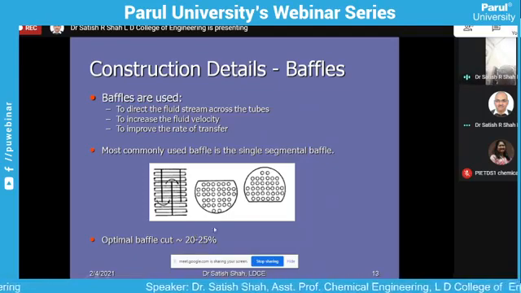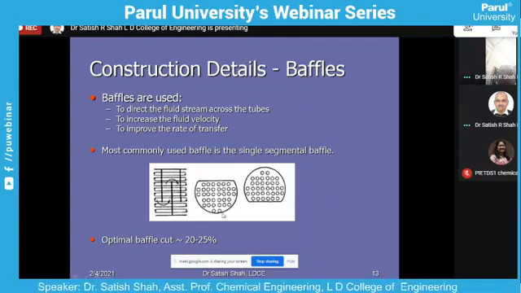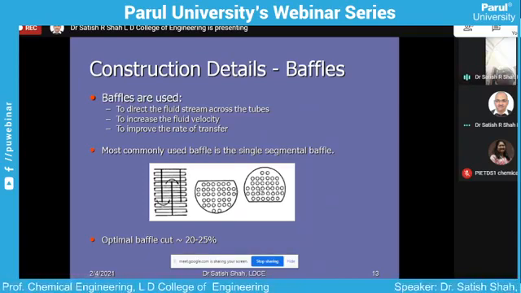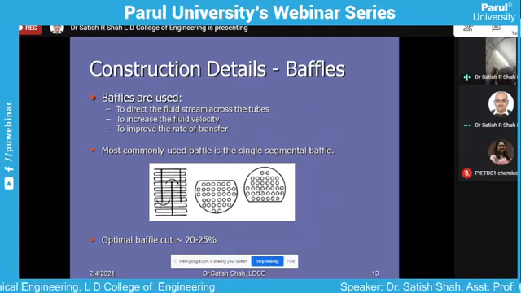What do I mean by single segmental? This is basically the total baffle, 100% full baffle, in the form of a circle. Now I am cutting 25% of that from one side. These two baffles I will put, one like this and the other like this, so I am able to maintain the flow of the shell side fluid. So this is a single segmental baffle.